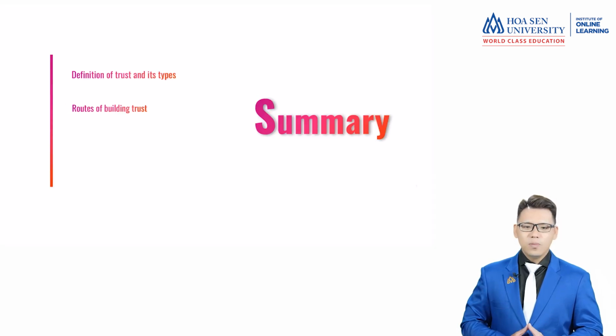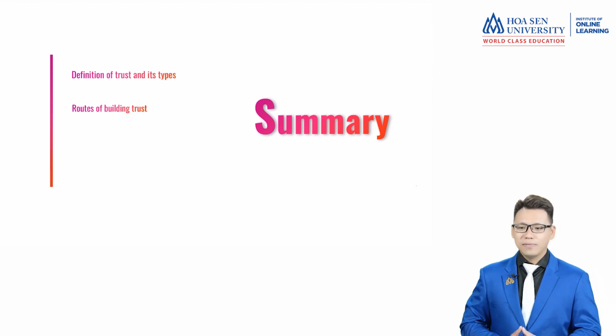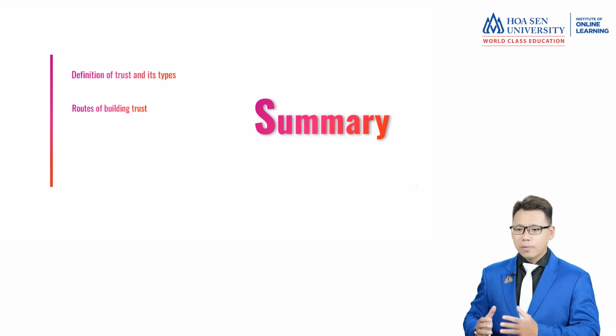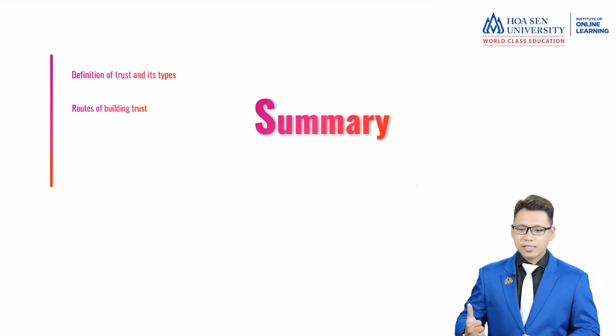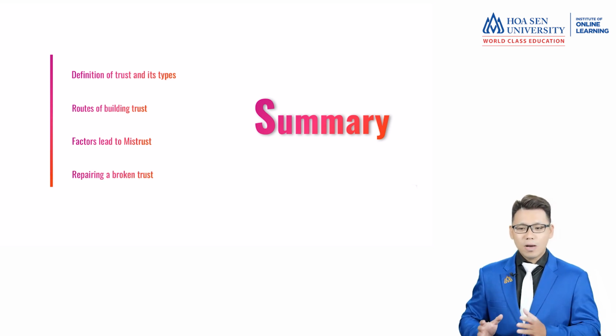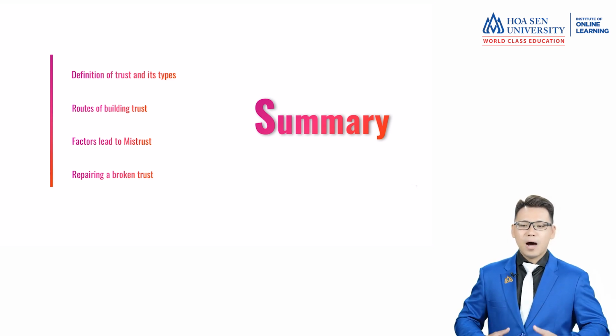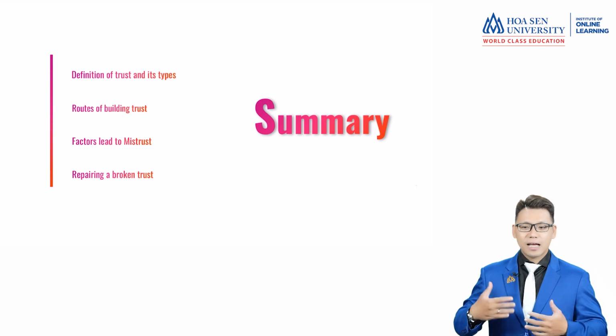Right, let's take a moment to review what we covered today. Number one, you learned about the definition of trust and its types. Do you remember how many types? Second, we learned about the roots of building trust, the affective and the cognitive one. And number three, we learned some factors that lead to mistrust. And the last one, when we get mistrust, what do you do? Repair the broken trust by applying the 7 steps that I told you.